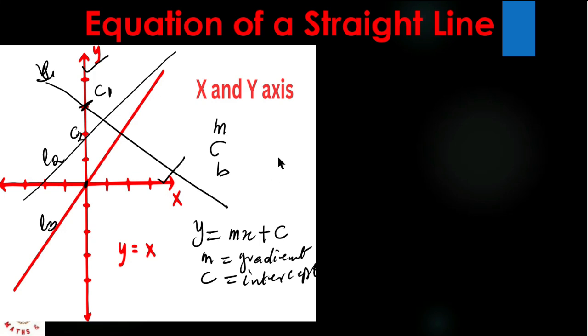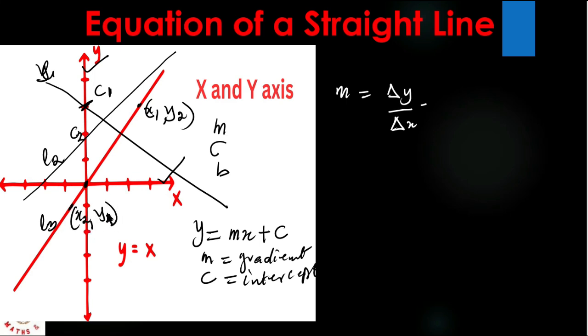Now, let's talk about the gradient. The gradient m is defined as the rate of change of y with respect to x. That is, I'll be picking 2 points on my line. At point 1, I can pick this to be x1, y1, and let's tag here point 2. At point 2, I can pick this to be x2, y2.